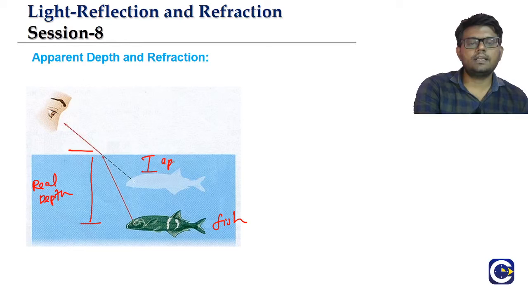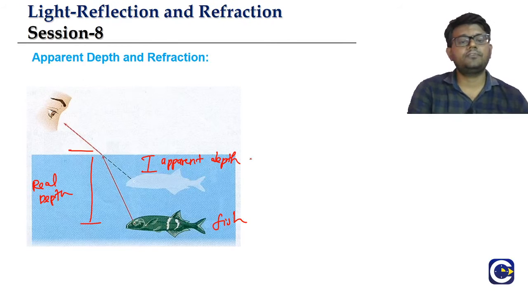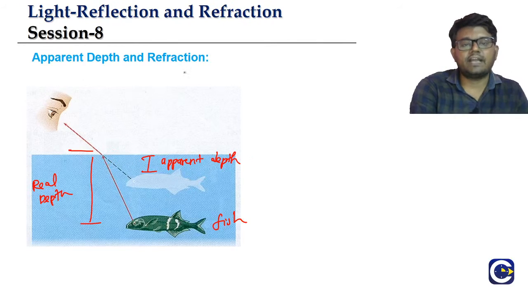This we call the apparent depth. It is not just about fish. Even very common things, like when you put a coin into water, you will see that the coin appears closer to you. So why is it happening? It is happening because of the concept of refraction. Some of the things that we observe around us all happen because of refraction.